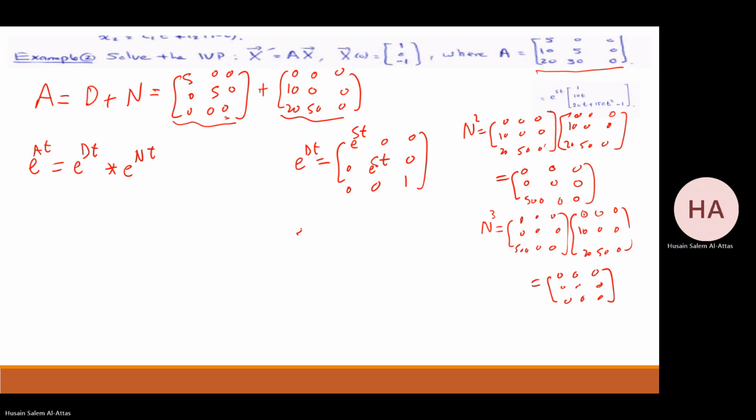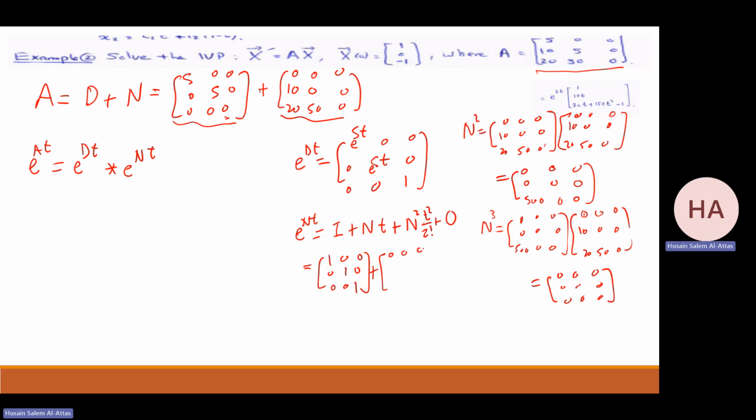e to the power Nt will be what? I plus Nt plus N squared t squared over 2 factorial plus 0, because N cubed will be 0 and the rest will be 0. So that will be 1, 0, 0, 0, 1, 0, 0, 0, 1. N is 0, 0, 0, 10, 0, 0, 20, 50, 0 times t plus, what is this?